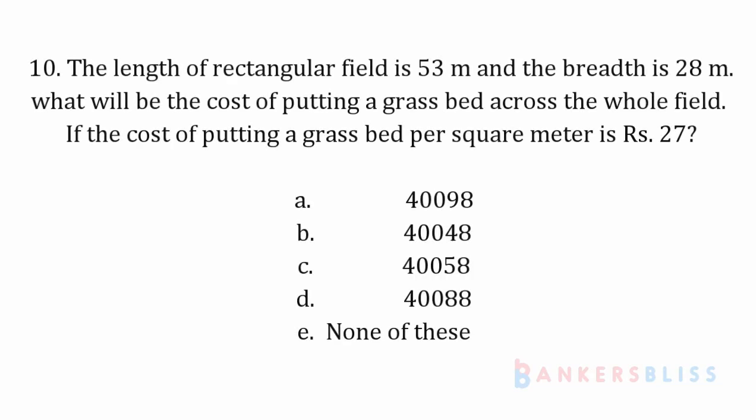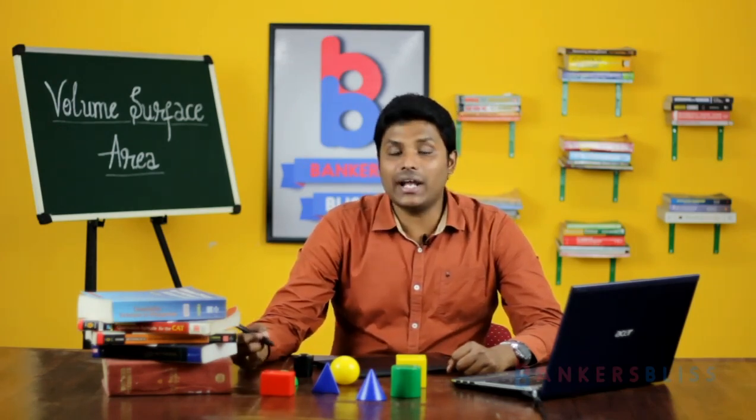Problem number 10. The length of the rectangular field is 53 meters and the breadth is 28 meters. What will be the cost of putting a grass bed across the whole field? Per square meter we have to give rupees 27. See, across the whole field means we have to put a grass bed on the entire field. So the entire field means the area of the field we have to consider.